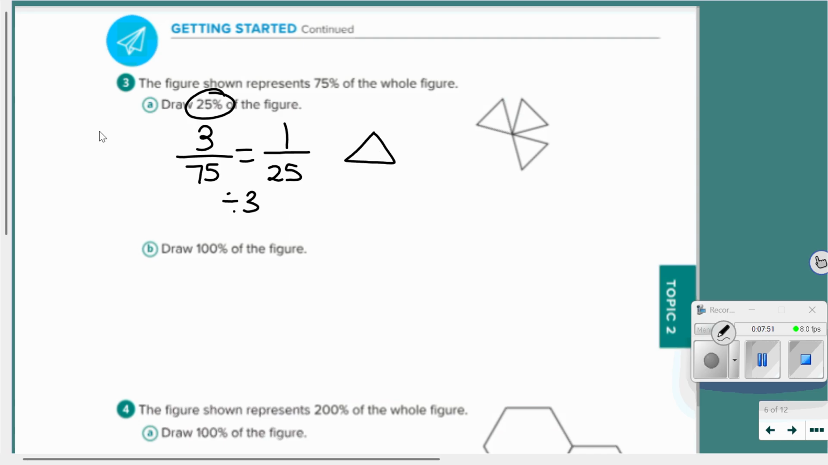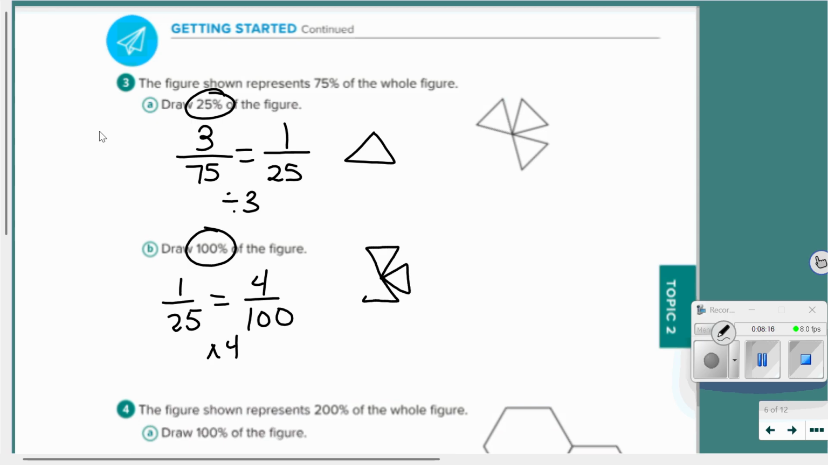So you should have had 1 triangle. Then it says, draw 100% of the figure. Well, I just found out that 1 is 25%. Yes? So what am I going to do to get to 100%? By 4. So 1 times 4 is? So you should have had 4 triangles drawn. Yes?